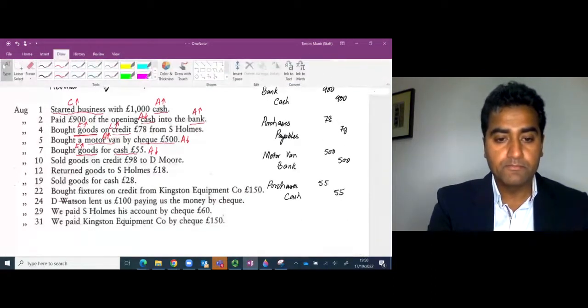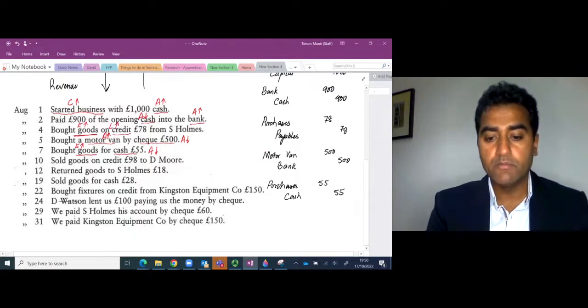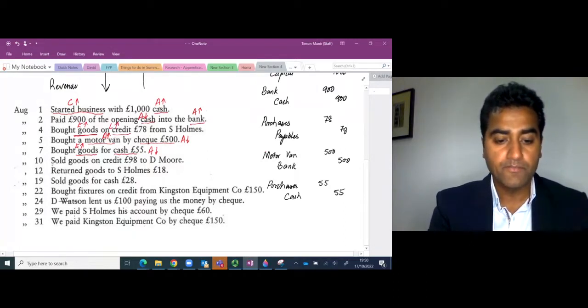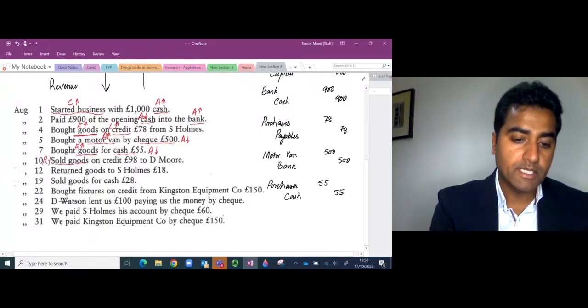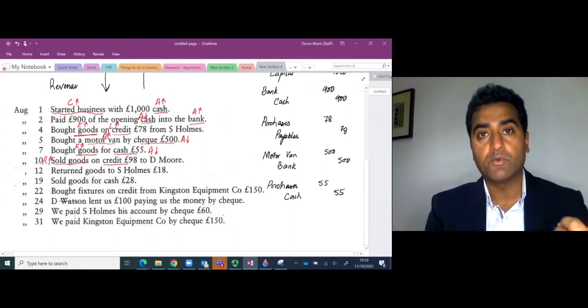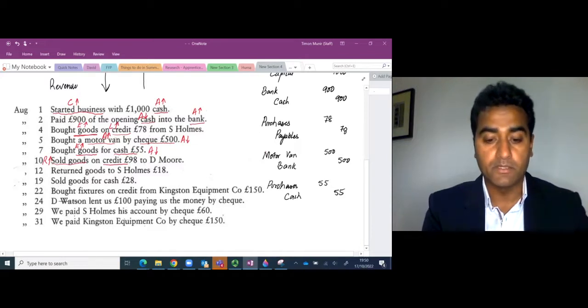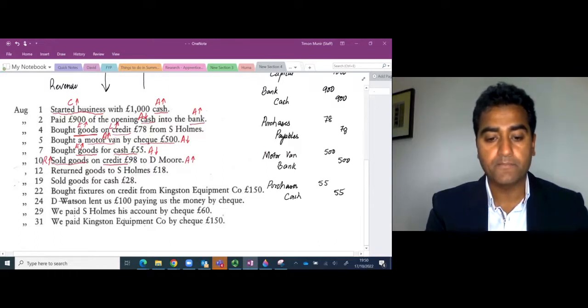The next entry is about sales. Sold goods on credit to D-More for £98. So we are selling, that is our revenue, which is increasing. And we are selling on credit, which means we will be collecting money from him. So he is my receivable. And receivables, you know, are assets. So this is an asset which is increasing.